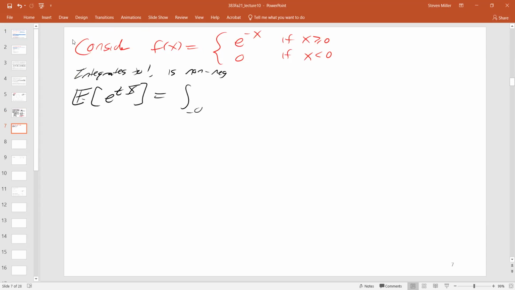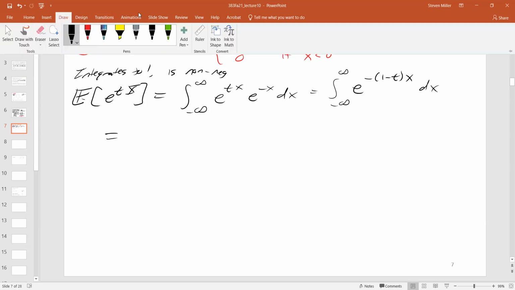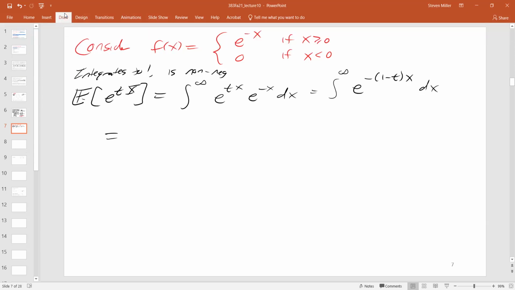So that's going to be the integral from -infinity to infinity of e^(tx) e^(-x) dx. So this is the integral from -infinity to infinity of e^(-(1-t)x) dx. Did I do that correctly? What does that integral equal? Yes. So what should the bounds of integration be? Yeah, it should be from 0 to infinity, because our function is defined to be 0 outside. Thank you. So what would this integral be?